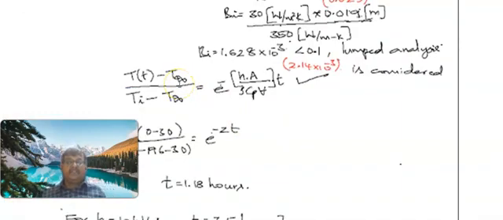(T minus T infinity) by (Ti minus T infinity). We substitute on the right side exponential of minus hA divided by rho C p V into t. When we substitute this value, we get 2.14 times 10 power minus 3. And when we solve, we get the time, which is equal to 1.18 hours. So this is the problem. Hope you understood. Thank you very much.